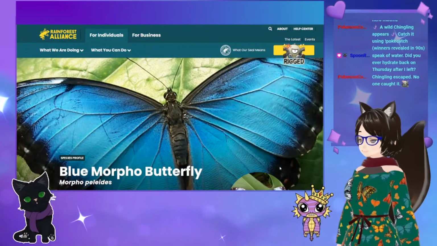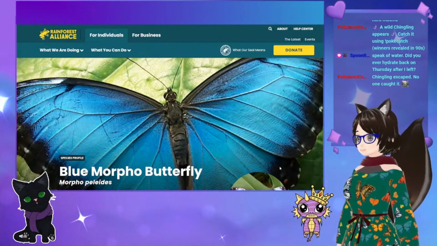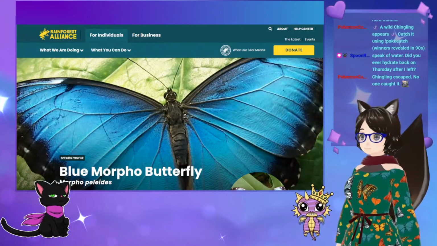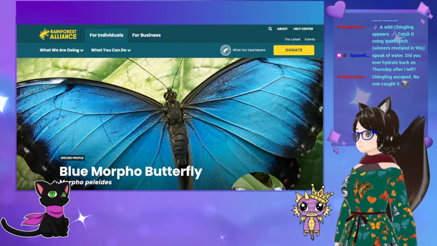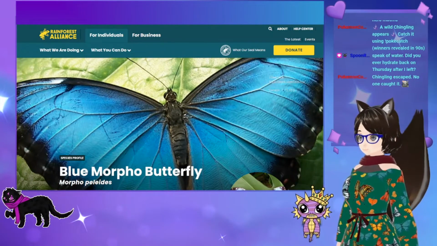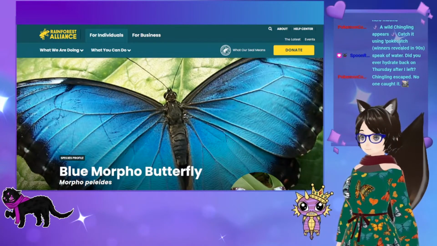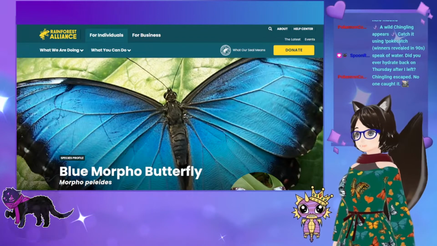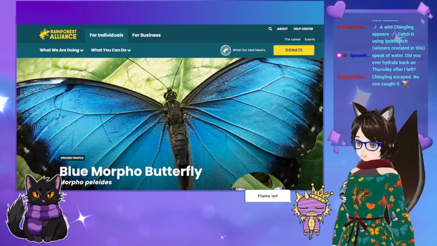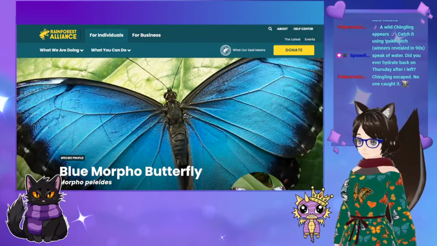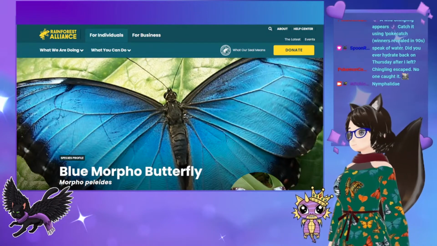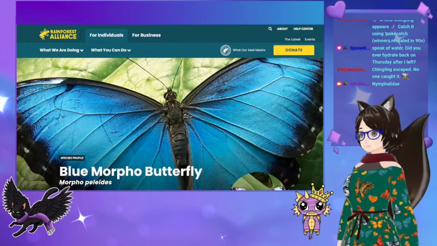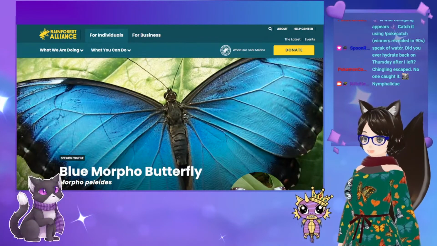So there are actually a couple species of morpho butterflies. So let's just start with the regular blue morpho. Okay, all right, let's see if I can pronounce this. All right, so that is its family name right there, and the species name is Morpho melanaeus.